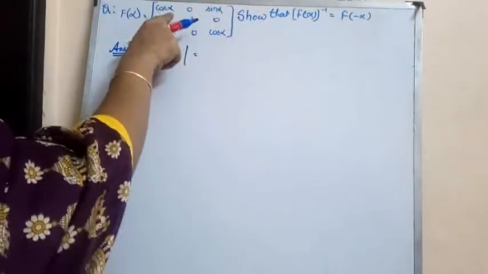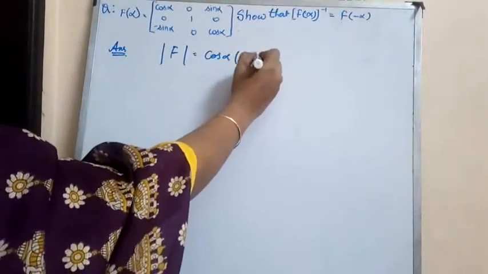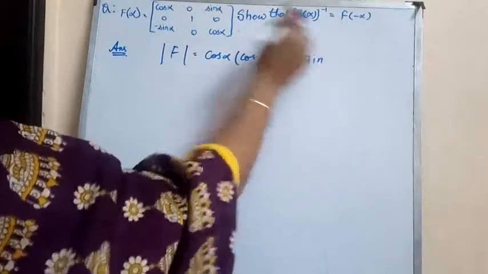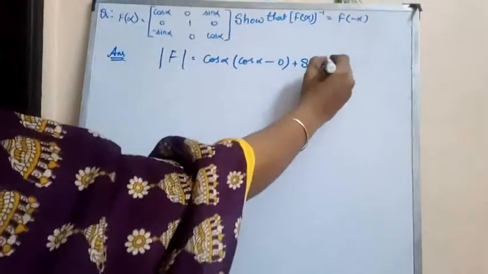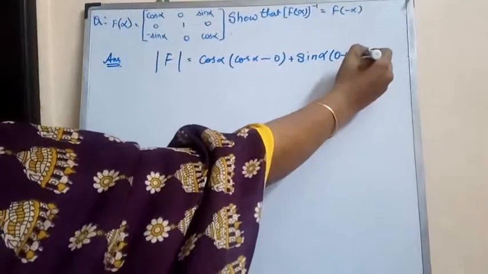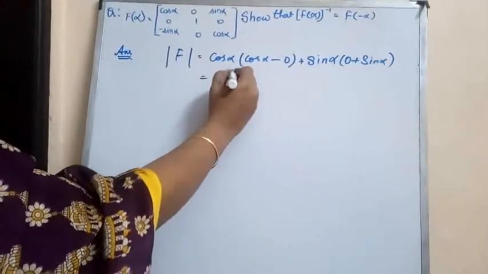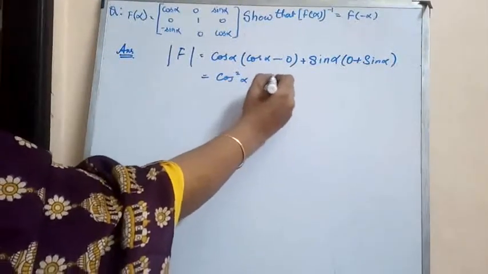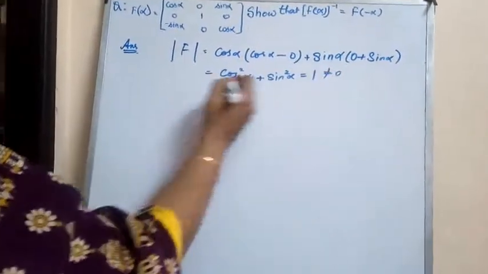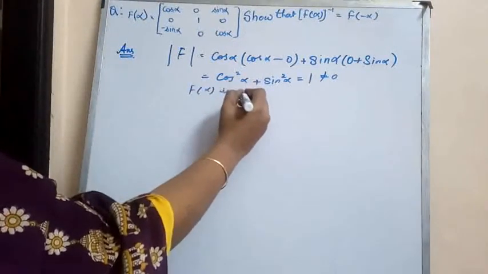So for cos alpha, for determinant value, you have plus sine alpha. Here you have 0, so that value will vanish. So sine alpha into 0 minus of minus plus sine alpha. So the value of determinant of f is cos squared alpha plus sine squared alpha, which is equal to 1. So that is not equal to 0. So f of alpha is non-singular.